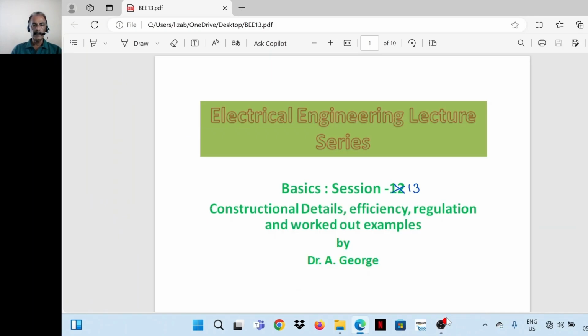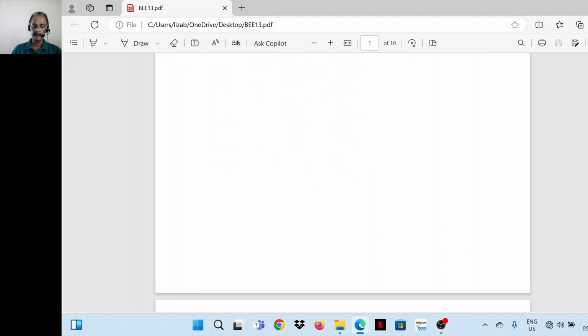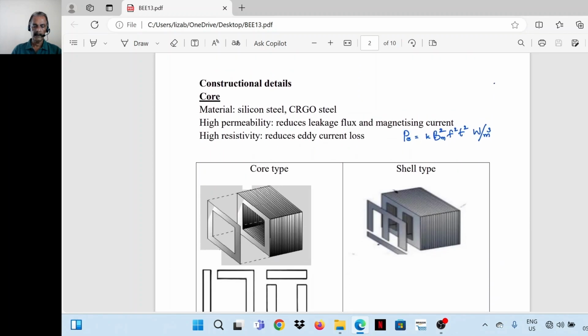So in today's session, we are covering constructional details of the transformer, its efficiency, regulation, and a few worked out examples. So we know that the main parts of the transformer are core and two windings. Minimum two windings are required and a core is required. The core provides a tight magnetic coupling between the windings.